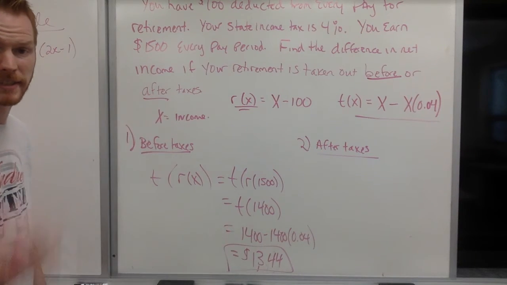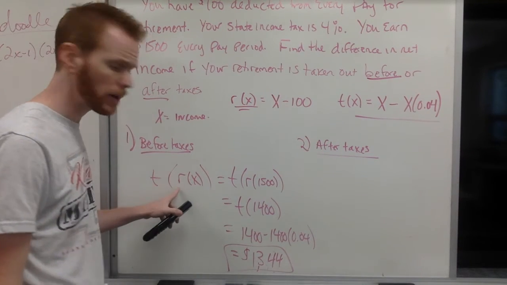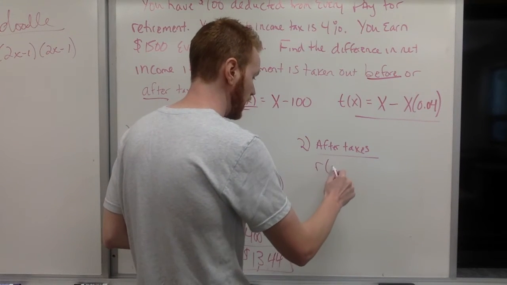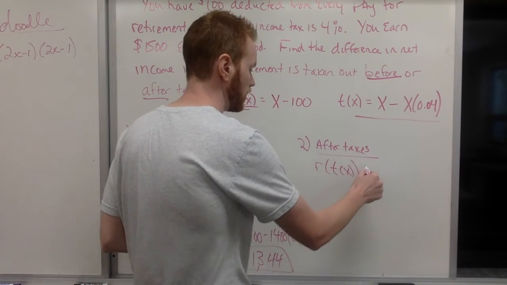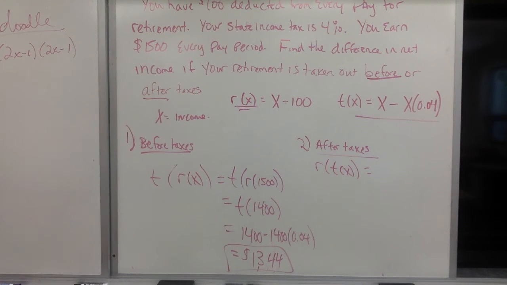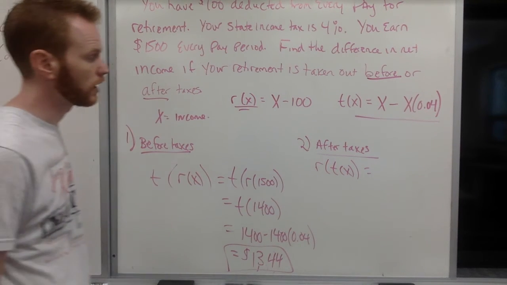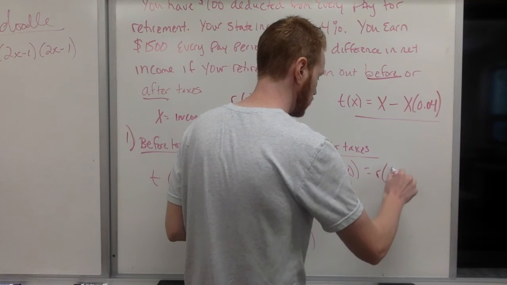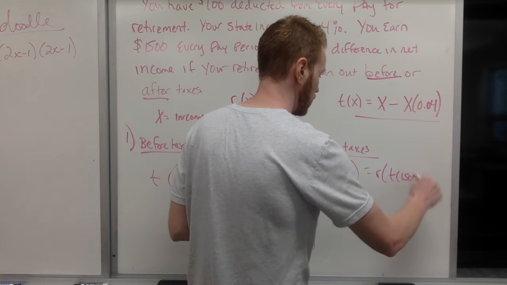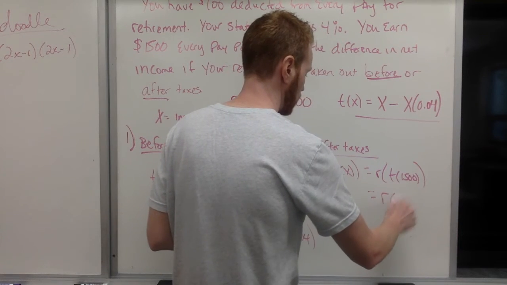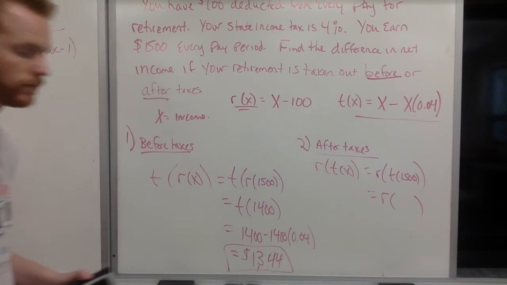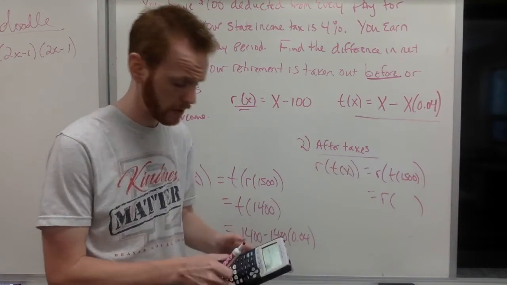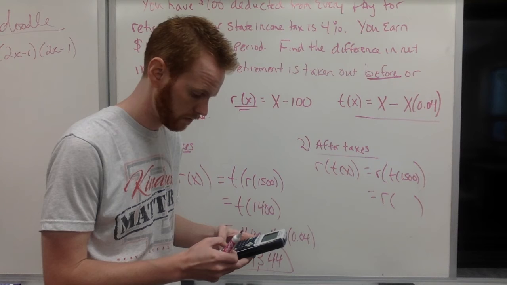Okay, so we're going to take the taxes out first. That means my composite function is going to be flipped. So that means r is on the outside, t would be on the inside here. Okay. All right, now what we're going to do is I'm going to plug 1,500 into here. Okay, so I'm going to plug 1,500 in for the tax function, and I'm going to do that right now.